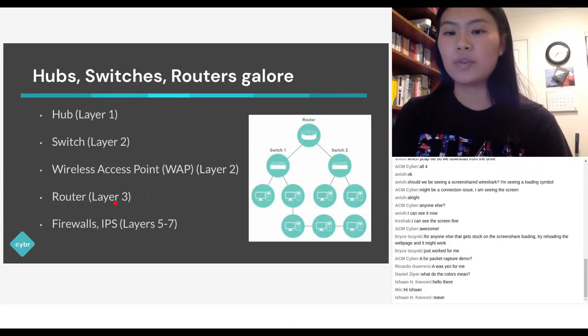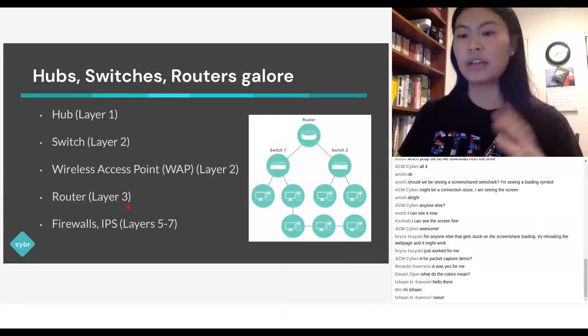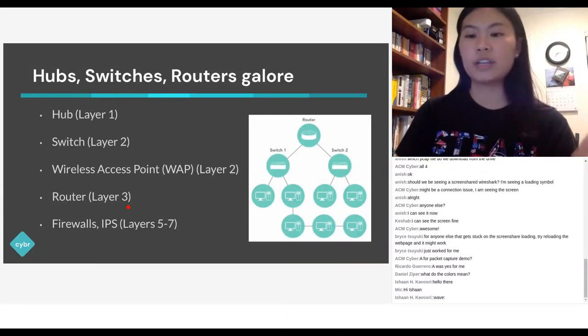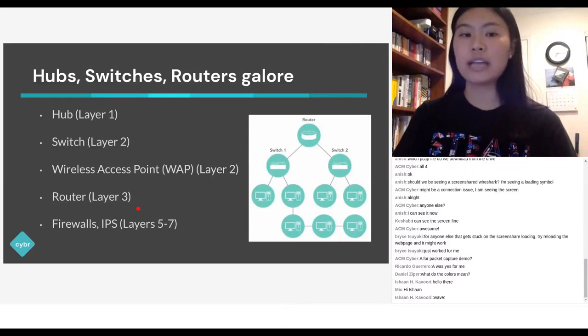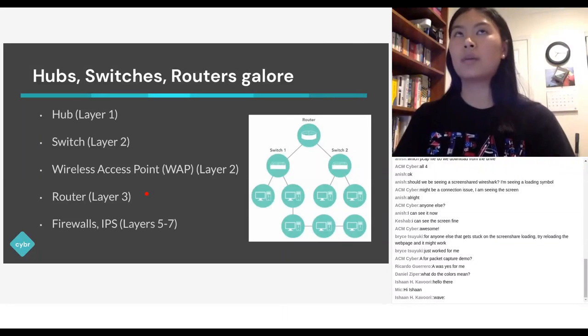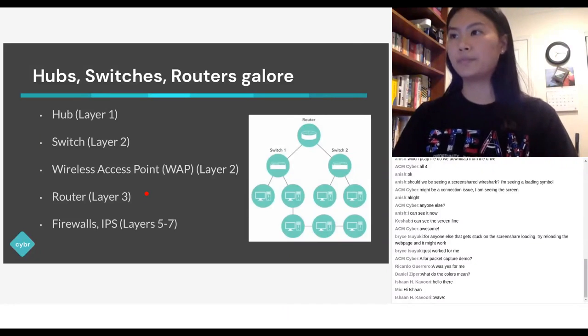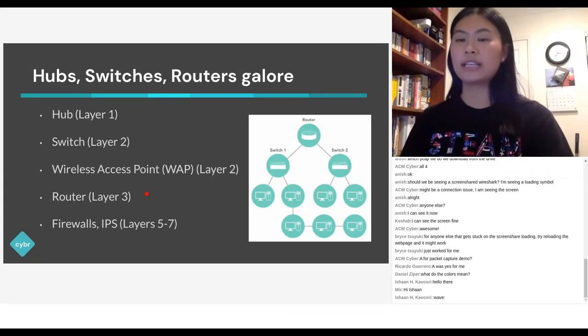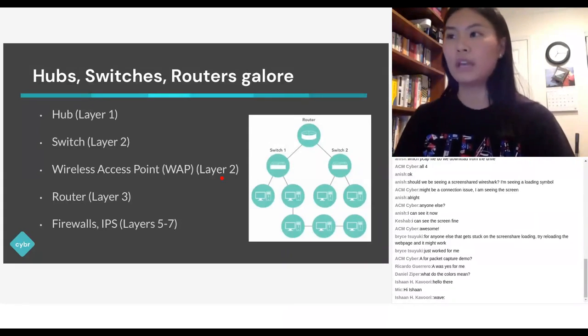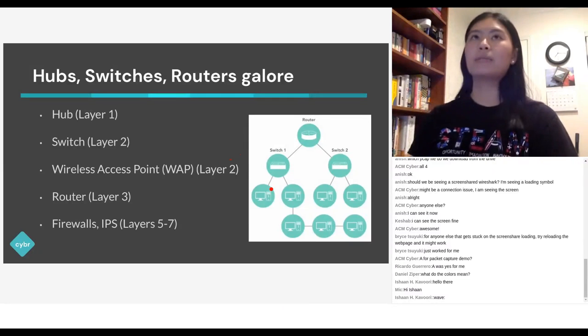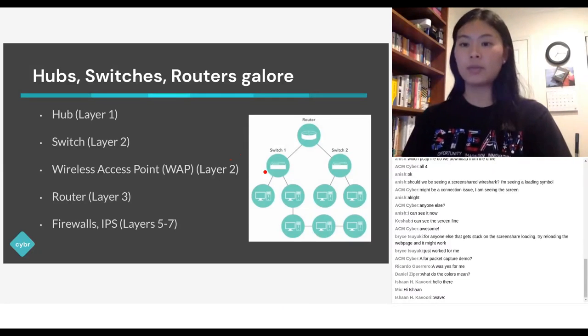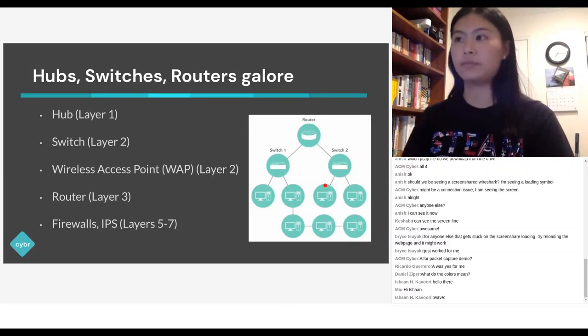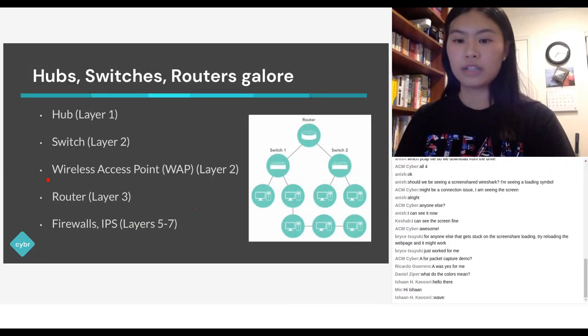Then if you move over to routers, which are layer 3, a router bridges two separate local area networks together. It uses IP addresses because it's on layer 3, the network layer, and it forwards based on the destination IP address in your header. It connects the networks together. For example, if you have internet at your home network, it will bridge it across from there. That's just a high-level overview.